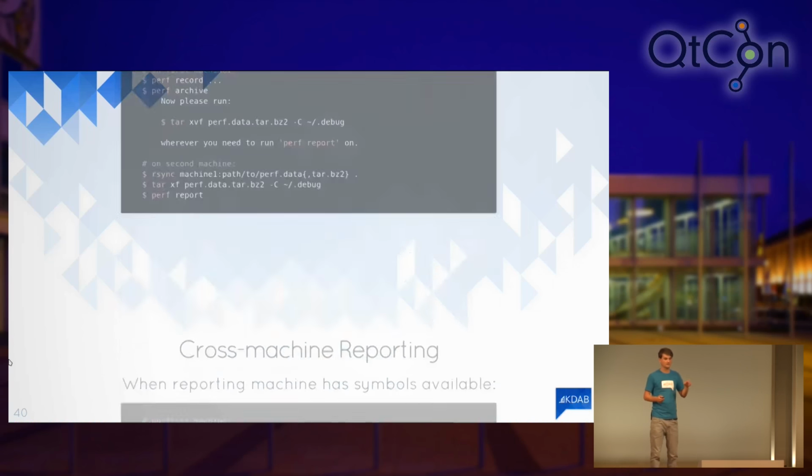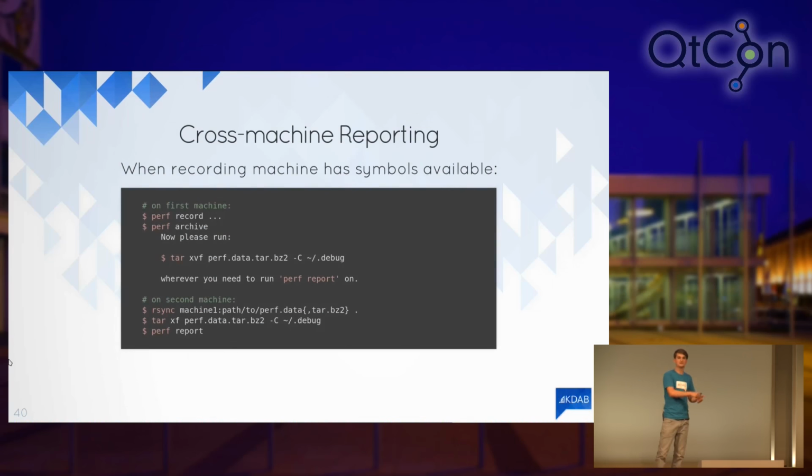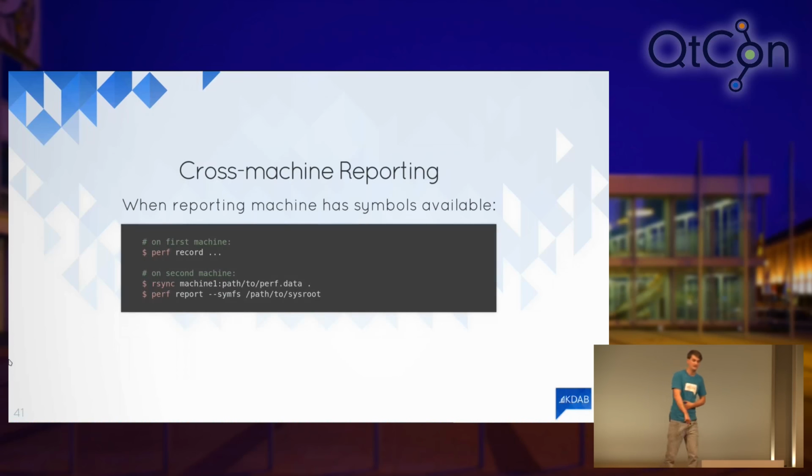Usually that's not the case though for different embedded projects where you don't have the symbols on the embedded device, right? You have them in a sysroot on your desktop machine. And if that is the case, you need to simply point perf report via the --symfs flag to the directory where your sysroot is in, and then it can find the symbols from there.